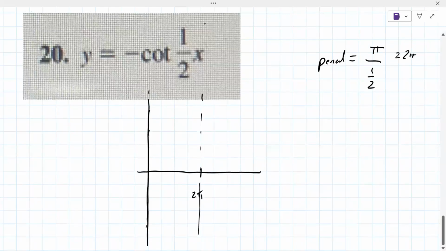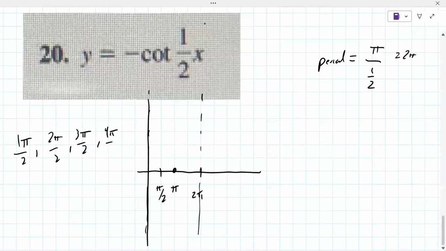Vertical asymptote, vertical asymptote. And then the middle one is pi over 2. And so that's what I was talking about. It's 1 pi over 2, 2 pi over 2, 3 pi over 2, 4 pi over 2. These match the tick marks here. But some of them simplify, right? 2 pi over 2 is pi, 4 pi over 2 is 2 pi. They're just to help you label the ones that are weird.